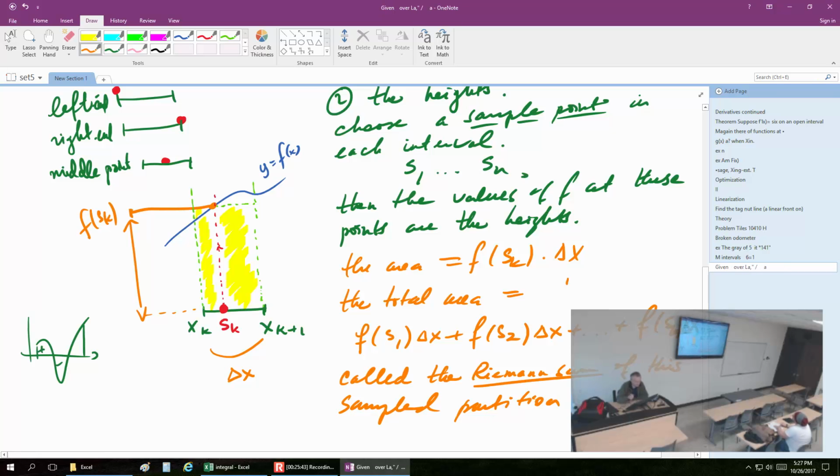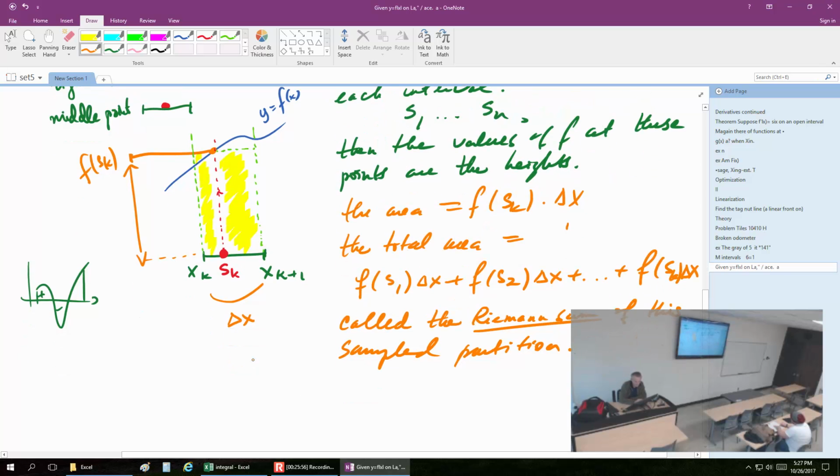So sample partition means not only those intervals, but also the chosen sample point within each of them. So that's what sample partition is. Okay, so Riemann sum, it still only approximates, but ultimately the conclusion is that the Riemann integral is the limit of the Riemann sums as n goes to infinity.